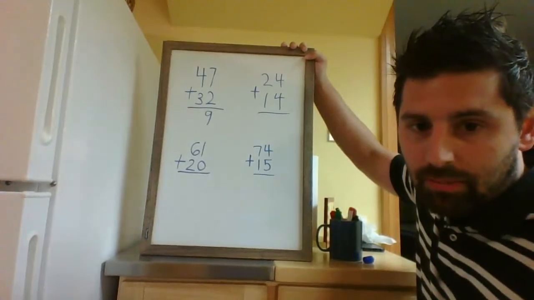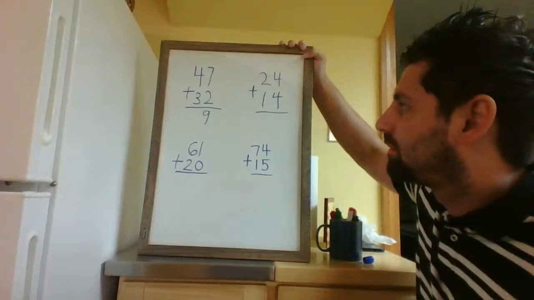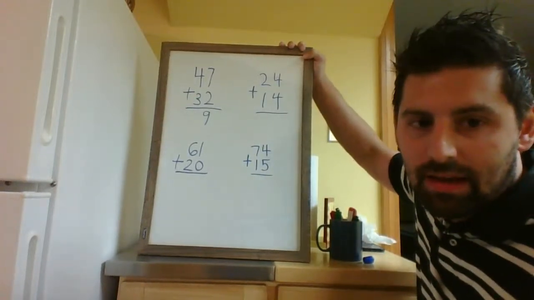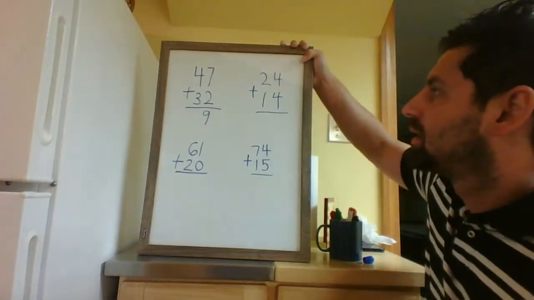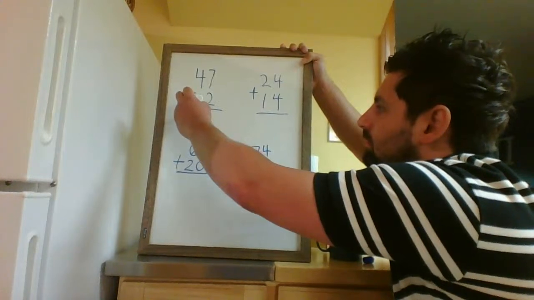And notice I didn't regroup there. Why did I not regroup? Because the sum is less than 10. 9 or less, we do not need to regroup. 10 or more, we have to carry the 1 over to the tens place. So 7 plus 2 equals 9. 4 plus 3 equals 7.